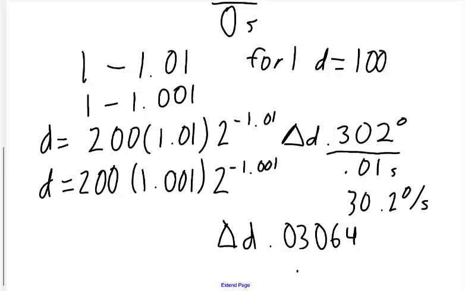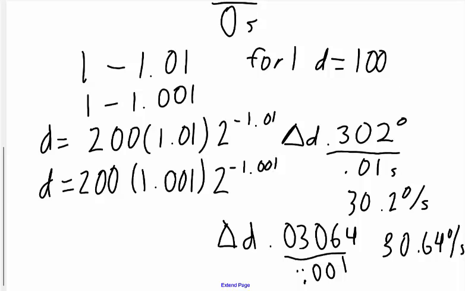So I hope you're noticing, and that's in 0.001 seconds, so that's about 30.64 degrees per second. So I hope you're noticing that as we make the interval smaller, the amount of change in its position is getting smaller. It's not changing as much.